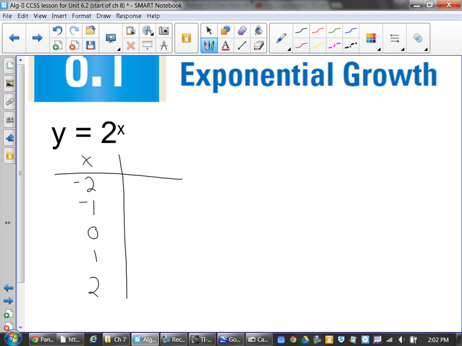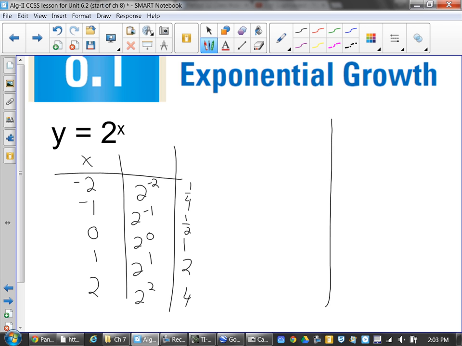So we use them. Substitute in your values: 2 to the -2, 2 to the -1, 2 to the 0, 2 to the 1, and 2 squared. What do you get? 1/4. Then what? 1/2. 1. 2, 4. Not so scary, I'm hoping, right? Yeah, a lot of times it worked out to be like that.